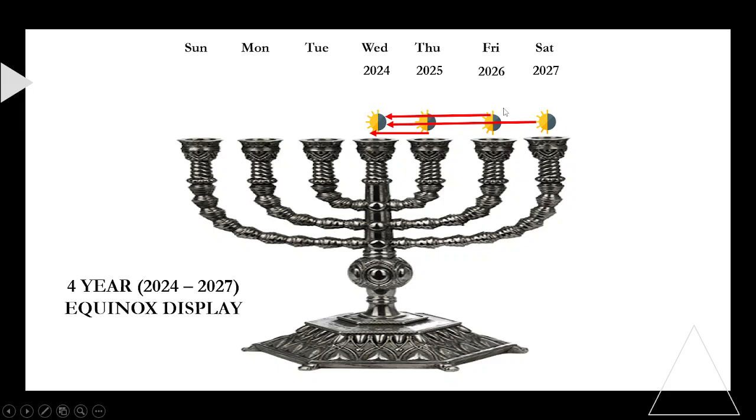In the year 2026, even though it's on a Friday, you will go back 2 days right here and still use a Wednesday. That's the fourth gate, because in reality, the position of the sun hasn't moved. And when you see the spring equinox is on a Saturday in the year 2027, you'll go back 3 days, one, two, three, and you will still start from the fourth gate.